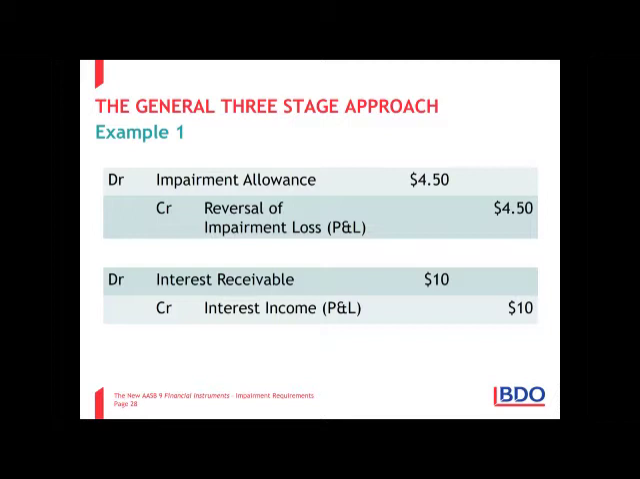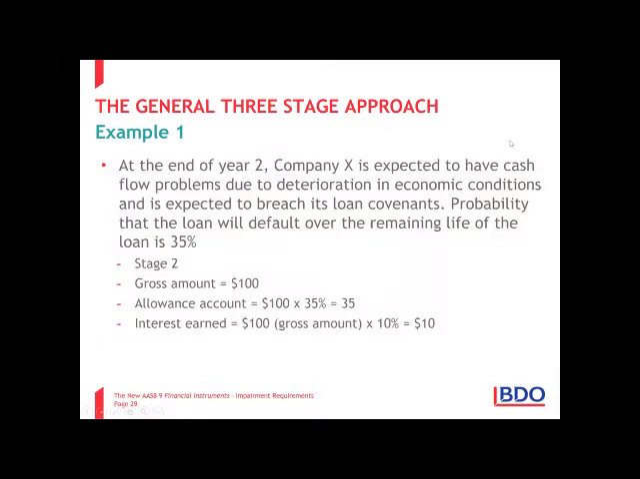So the journal entries would be, on the next slide, you debit your impairment allowance with $4.50. Remember, impairment allowance is a balance sheet account or an account in your statement of financial position. You originally had it at $5 initial recognition. The end of year 1, you bring it down to 50 cents. And you credit reversal of impairment loss in profit and loss. You also have to account for your interest income, so debit interest receivable, credit interest income, $10.